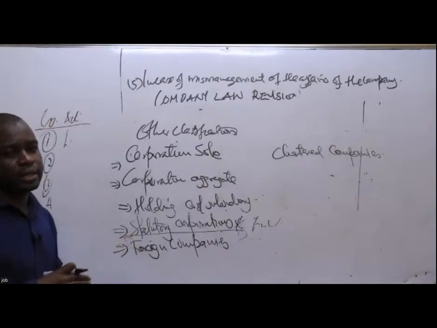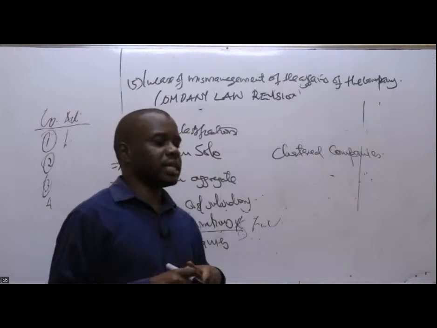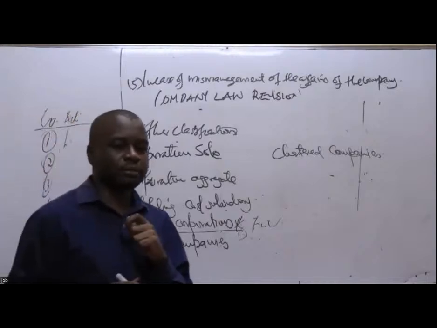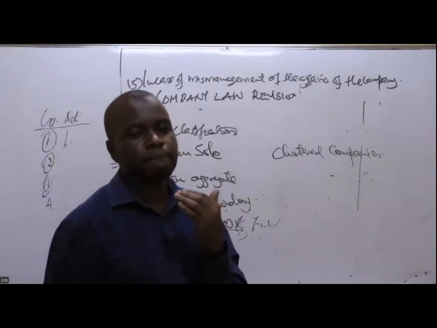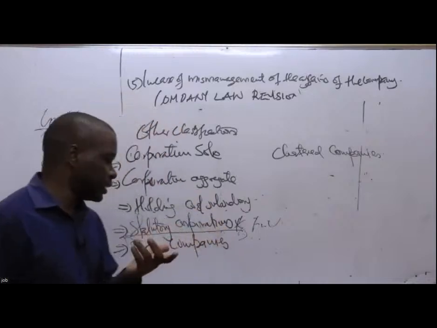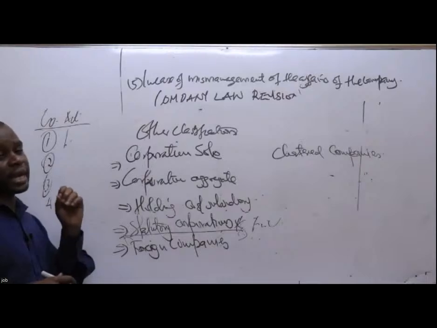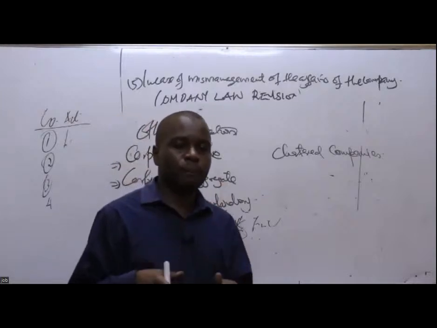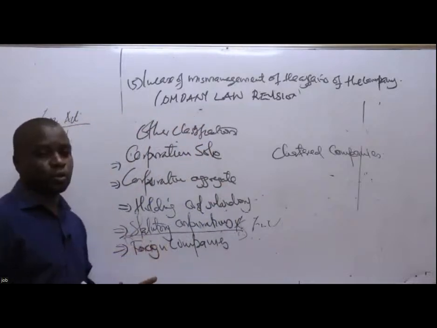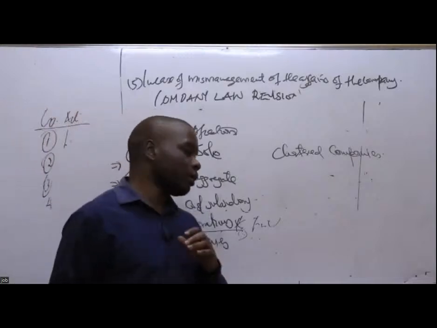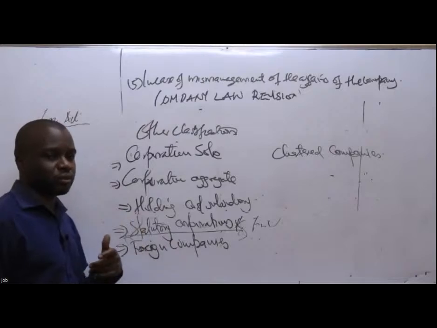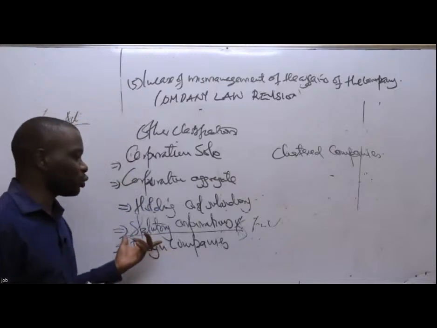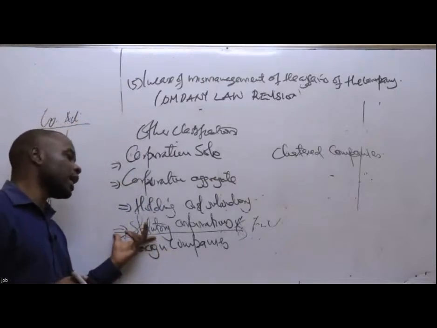The last one, they don't undergo the normal liquidation process. Their life comes to an end when the act of parliament that formed them is revoked or superseded by another act of parliament. So they don't undergo the normal liquidation process, the one that I taught you in class. So long as the act of parliament that created that corporation is still there, the company is still there, the life has not come to an end. Only when that act of parliament is revoked or superseded by another act of parliament will the life of the corporation be seen to have come to an end. So those are the characteristics of a statutory corporation.